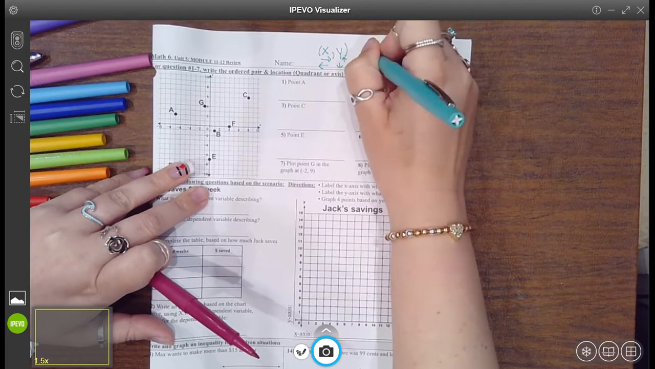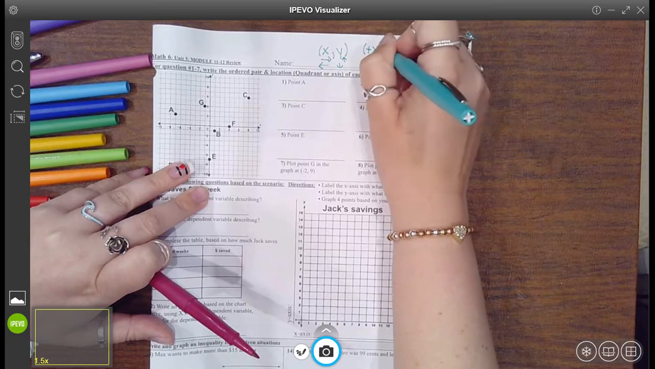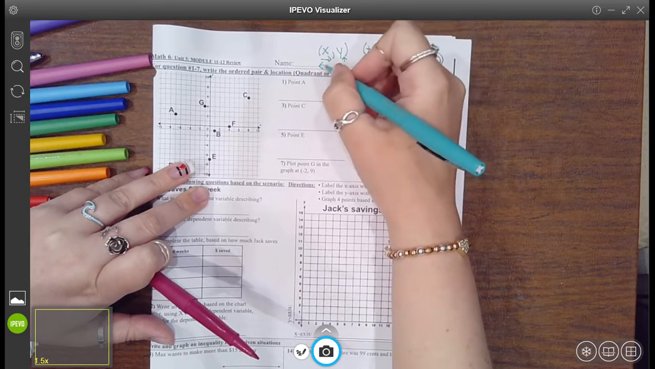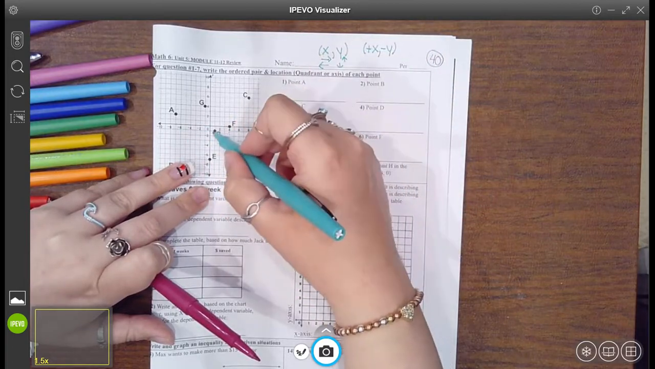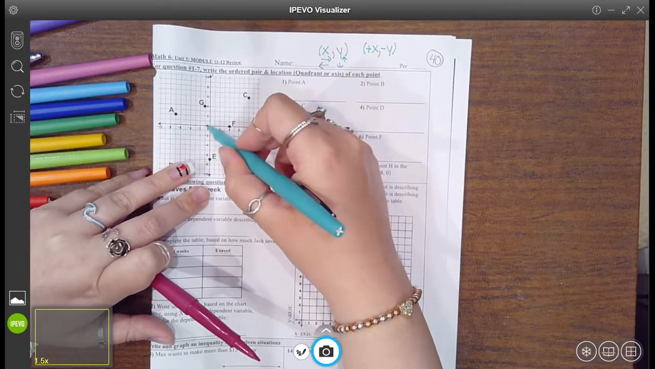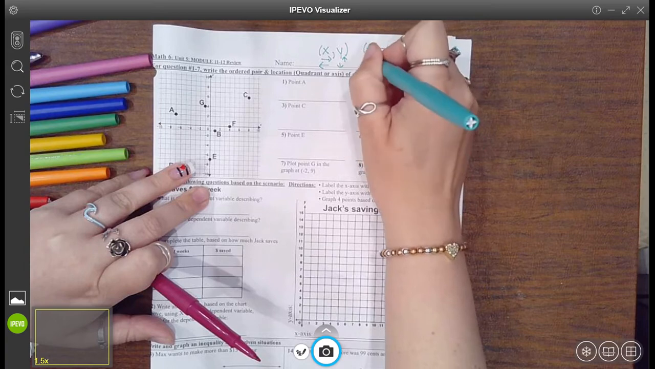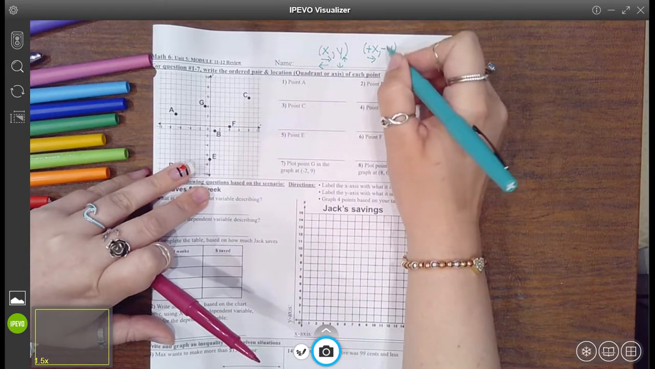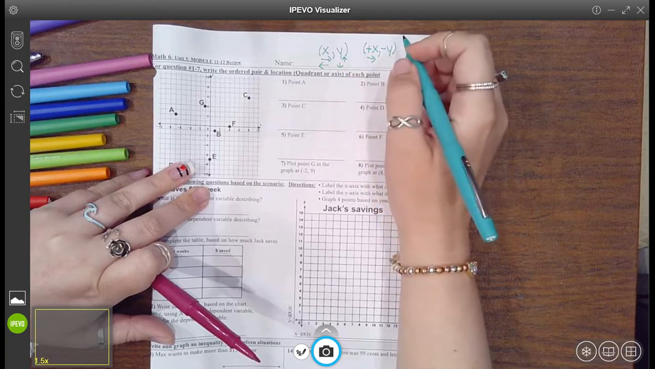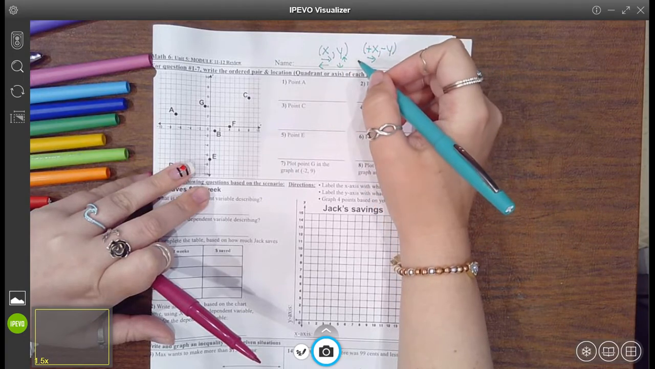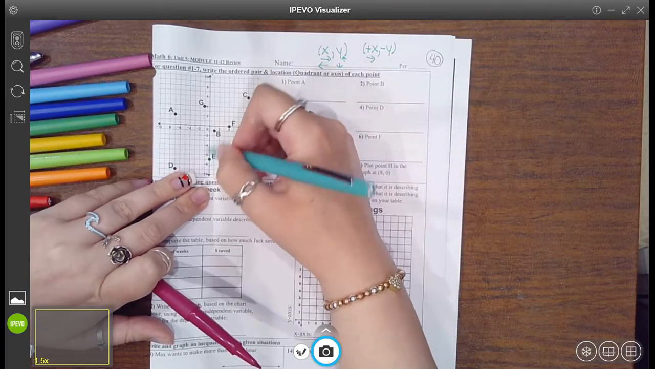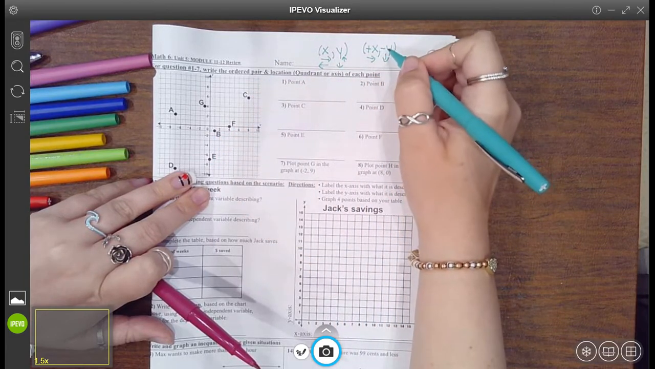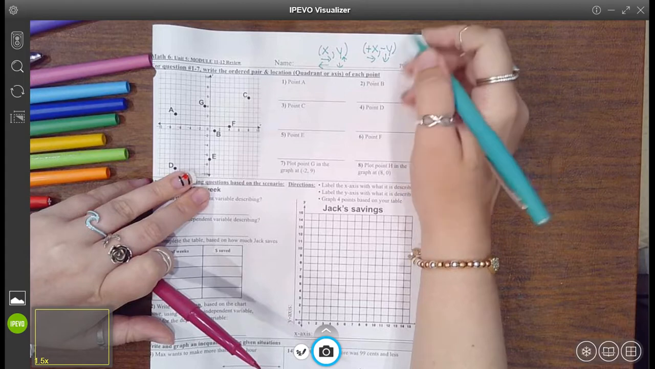What do you think if it was a positive x and a negative y? What would you do? Well, x is right or left, so think like a number line. If it's positive, do you think that's right or to the left? Yeah, it's to the right. That's where positive numbers are. And then the second number tells you up or down, so where does it make more sense that negative numbers would be? Up or down? Down for negative numbers. So if it was positive x, negative y, it would be right and down.